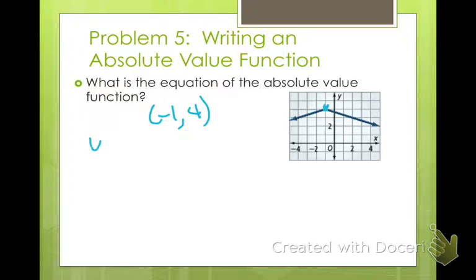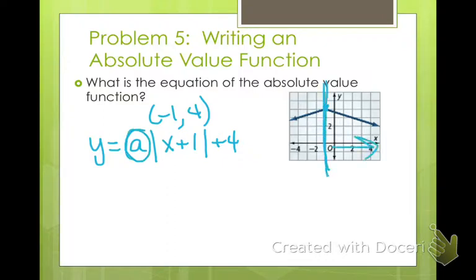So we have y equals a, which is a value that I will tell you what it is in just a second, absolute value of x plus 1, plus 4. So then to find this a value, a is just your slope of your line from your vertex going to the right. So what's the slope of this line?